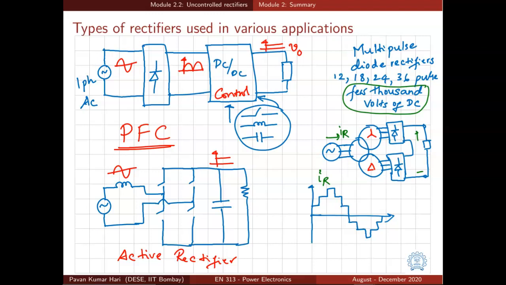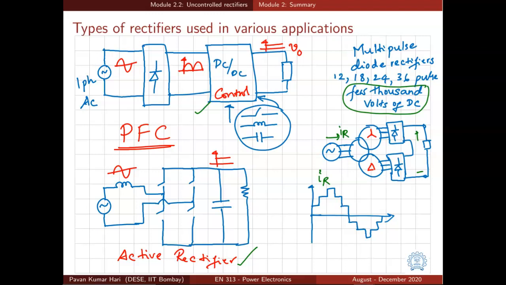As the pulse number increases, better and better, lower and lower THDs can be achieved. However, when you need to generate voltages only within 1000 volts, like for example you want to generate a voltage of maybe 400 volts DC or 300 volts DC or 600 volts DC, but still you want to draw sinusoidal current from the AC source, PFC and active rectifier are the most popular solutions followed, and to realize these rectifiers we need fully controlled switches.